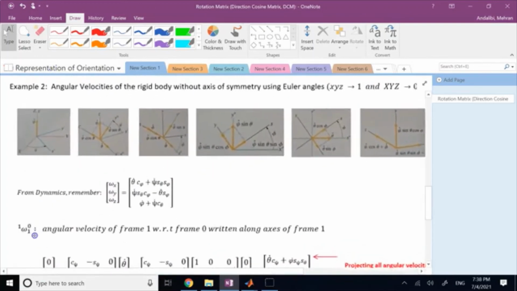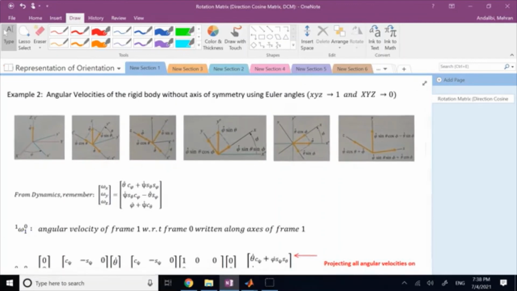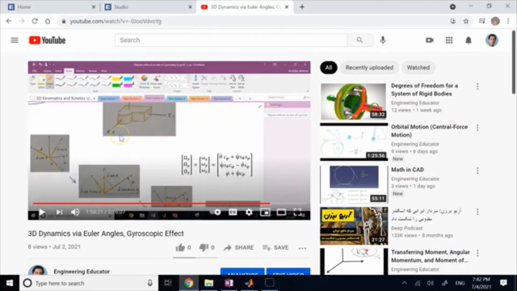But here I would like to show you another example of this projection for you here. Okay, the other example that I wanted to mention is involving a little bit more complicated case, and that is about projecting omegas. Okay, if you refer to one of the videos on my channel about dynamics that I published recently, it's a long video, by the way, but I mentioned 3D dynamics using Euler angles and gyroscopic effect and so on. That's a very good video. Take a look at it.